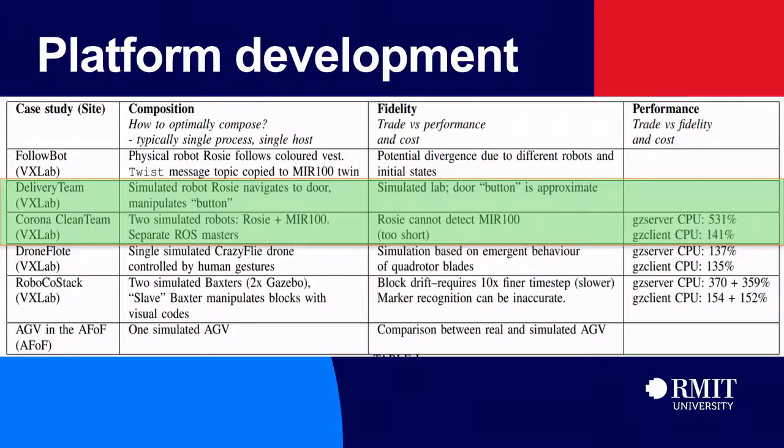In early 2020, the Delivery Team project was initially proposed as a physical lab-based project. However, due to local COVID-19 restrictions, the project was replanned to use simulation. The simulation platform was extended to support the VxLab robots and other features such as navigation and computer vision in parallel with student use of the platform, with information about bugs fed back to VxLab staff.